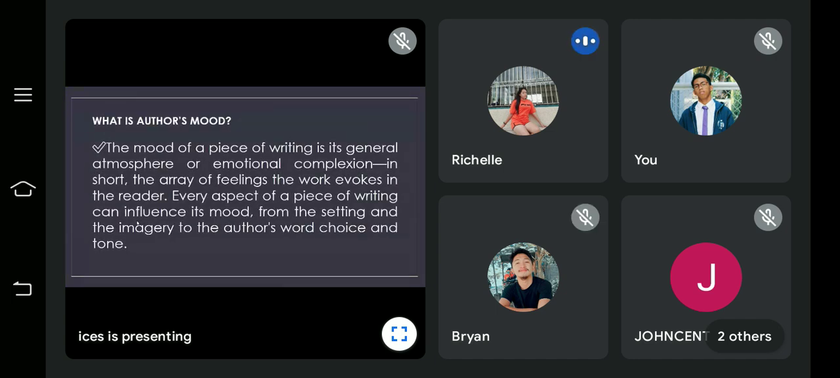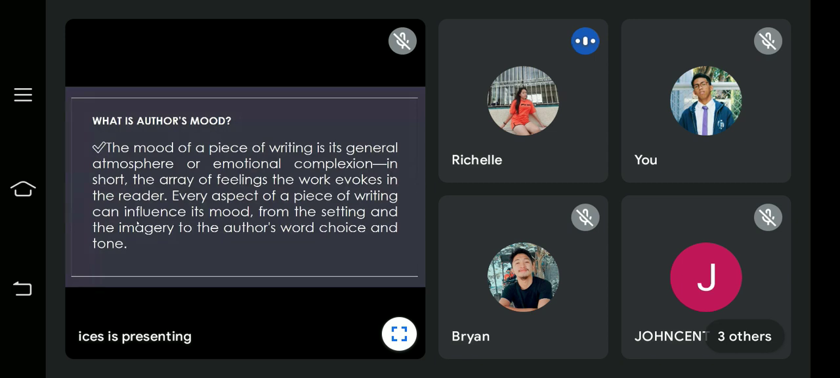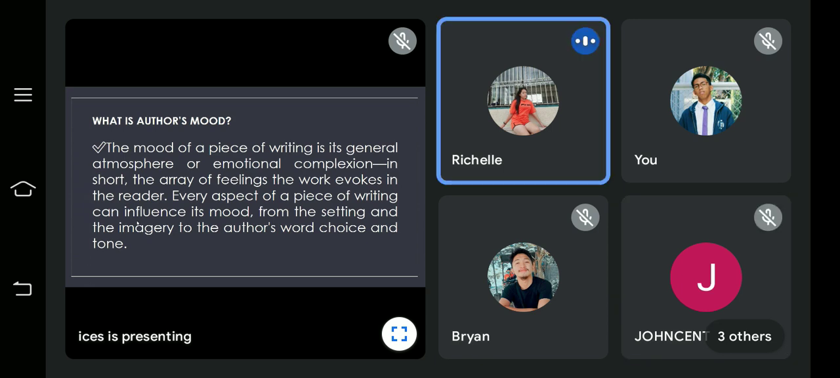So author's mood is the mood of a piece of writing, its general atmosphere or emotional complexion, or in short, the array of feelings the work evokes in the reader. So every aspect of a piece of writing can influence its mood, from the setting and the imagery to the author's word choice and tone. Meaning to say, author's mood is about their emotion or feelings. If the author's tone is about the attitude, the author's mood is about the emotion or the feeling of the author. Do you understand, class? Yes, ma'am. All right, so that's very good.